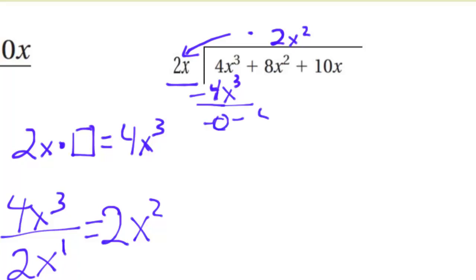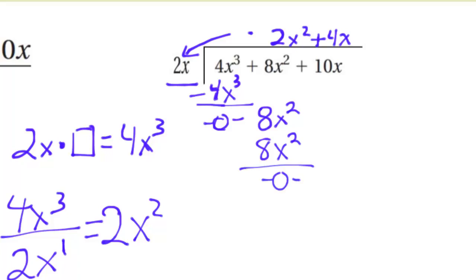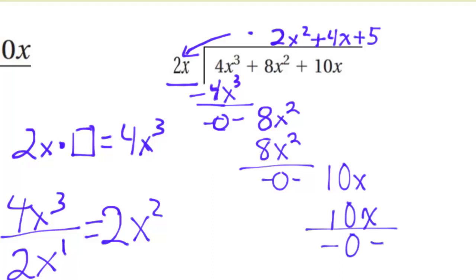You bring down your 8x squared, and you repeat the process. What do you have to multiply 2x by to get 8x squared? And it would be a positive 4x. So plus 4x, and then multiply. 4x times 2x gives you 8x squared. Subtract, got a 0. Bring down your 10x. And what do you have to multiply 2x by to get 10x? And it's going to be a positive 5. So plus 5, and 5 times 2x gives you 10x, and your remainder ends up being 0.